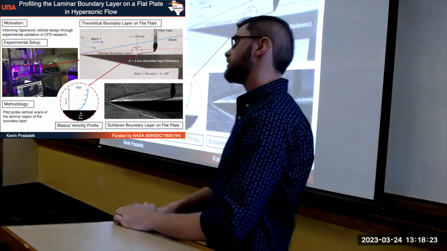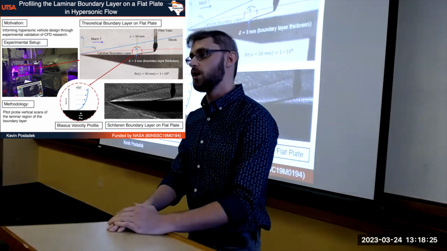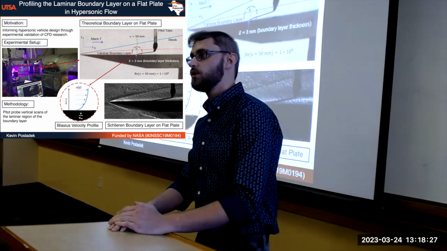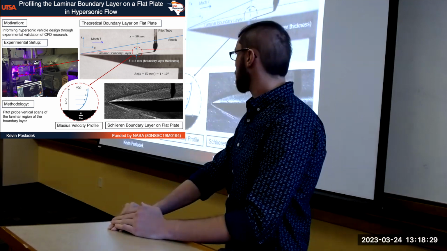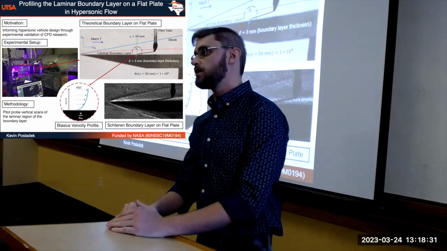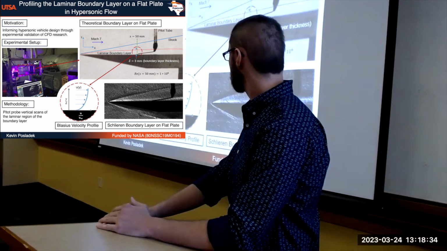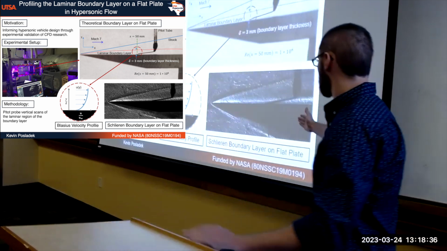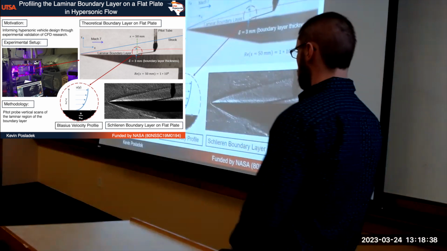So for this, we are conducting the experiment in the UTSA Mach 7 hypersonic wind tunnel facilities at Week 2. For this, I used two high-speed Schlieren imaging cameras. And you can see the Schlieren image here, the bright white line. That is our boundary layer.